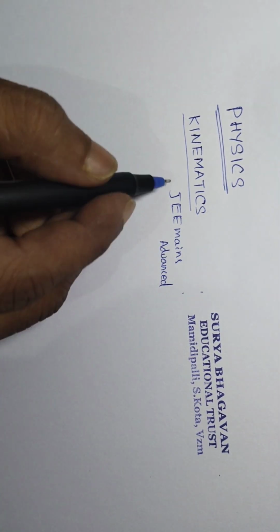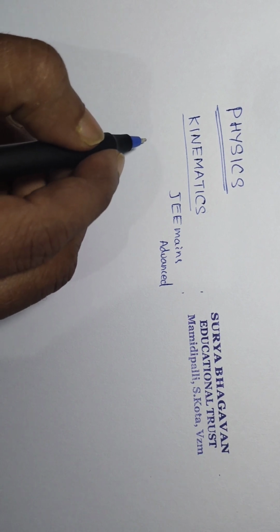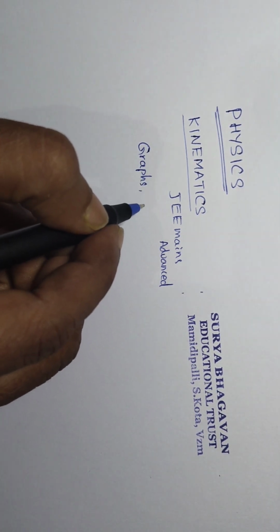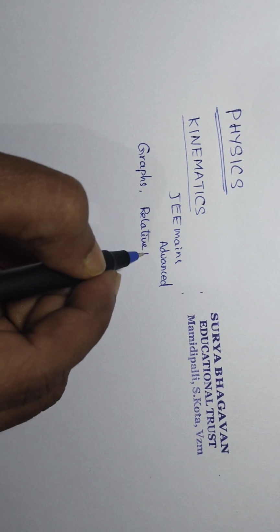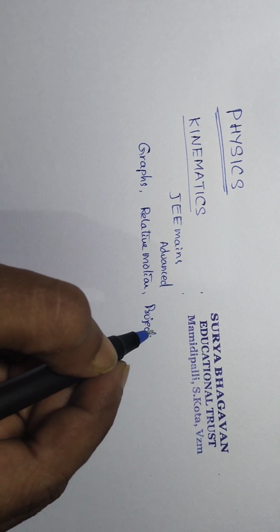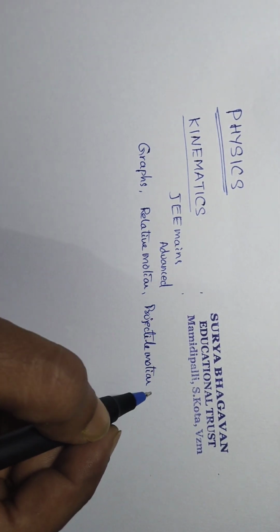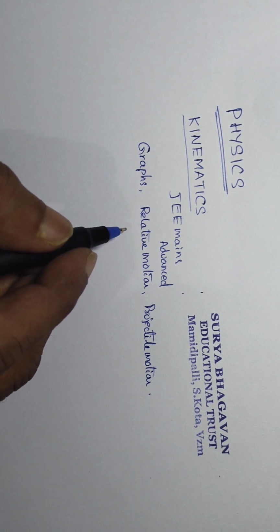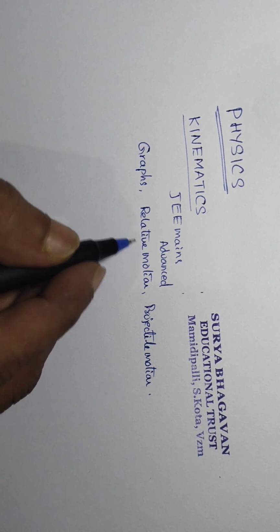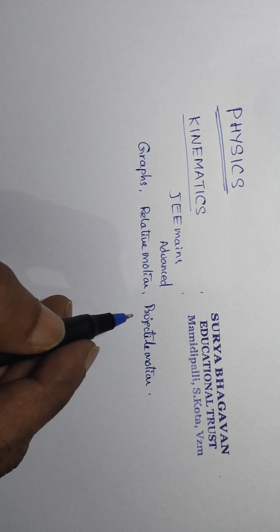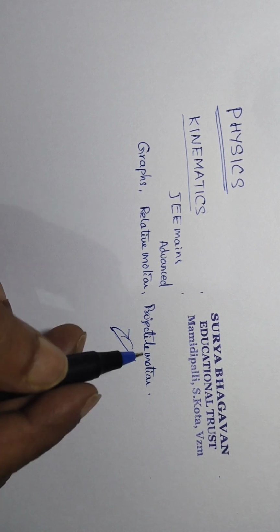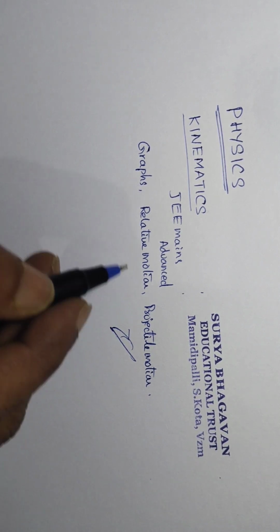The concepts include graph analysis, relative motion problems, and projectile motion problems. Relative motion problems include river, boat, rain, umbrella, and wind, aircraft problems. Then projectile motions include the relative motion between two projectiles and projectile on an inclined plane. These types of problems come under these concepts.